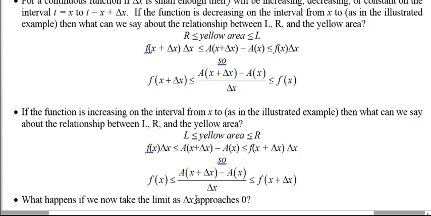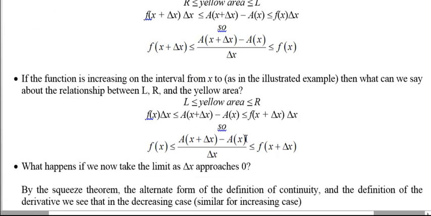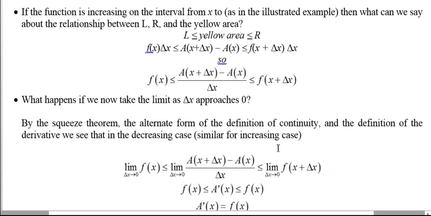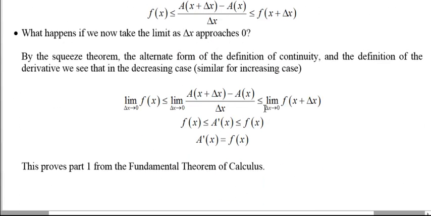So what happens if we let delta x approach 0? Well, the stuff in the middle approaches what? It approaches the derivative, and the one that doesn't have any delta x stays the same. And the one on the other side approaches f(x). Since it's a continuous function, this limit here is f(x), the limit in the middle is A prime, and this limit, well, it's a constant as delta x goes to 0, so it's just f(x). So, by the squeeze theorem, we get A prime is f(x), and that's what we were trying to prove.